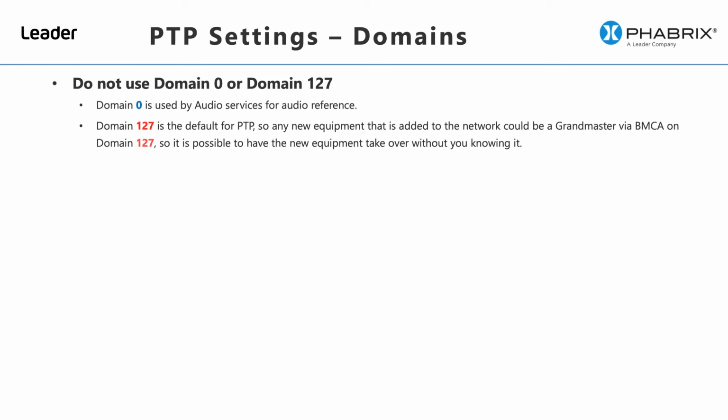So in summary, domain 0 is used by audio services and 127 is the default for PTP. So to avoid any unpleasant and unexpected surprises, using the best master clock algorithm, we recommend you change that.